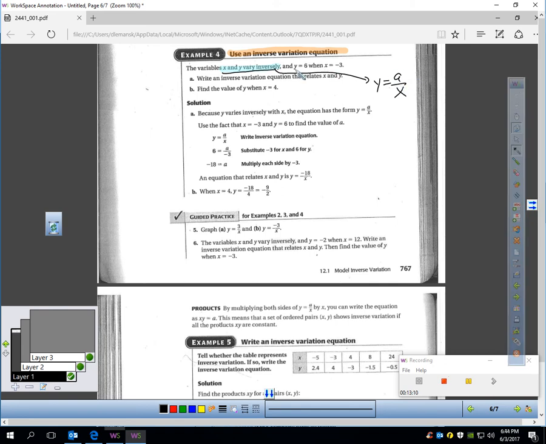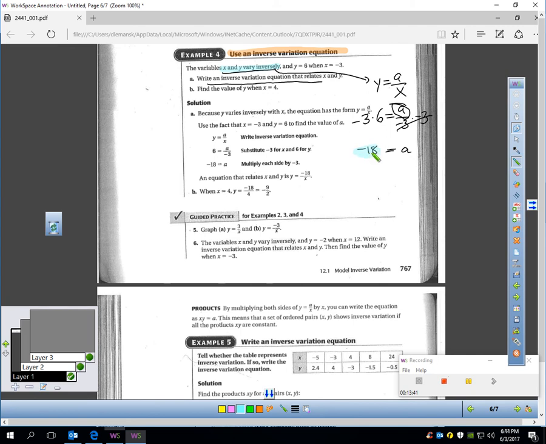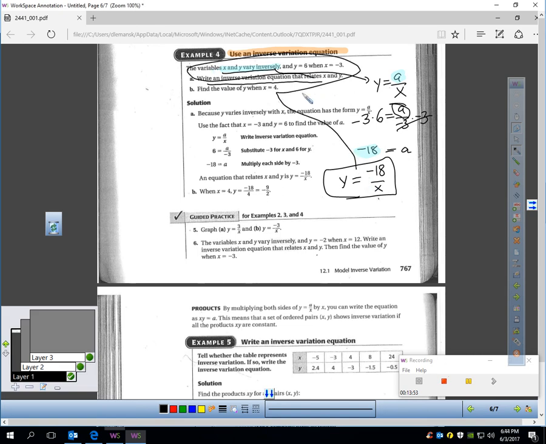Now, if y is 6 and x is negative 3, it says write an inverse variation equation. Well, if y is 6, I can plug a 6 in for y. And if x is negative 3, I can plug a negative 3 in for x. And if I can figure out a, I can write my equation. So let's figure out a. Multiply each side by negative 3. A must equal negative 18. So then I know my equation. If a is negative 18, I just have to go up here and put a negative 18 in for a, and my equation would be y equals negative 18 over x. That's the equation that represents this situation.